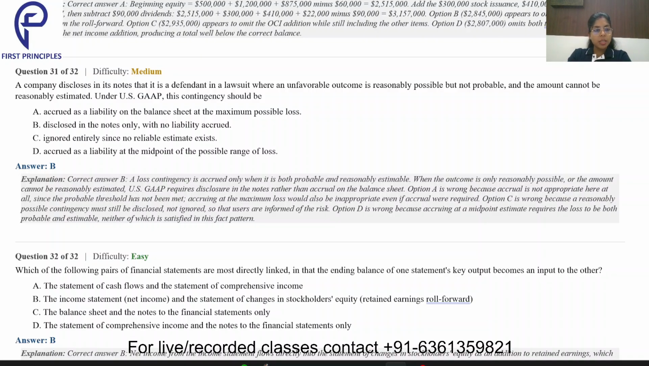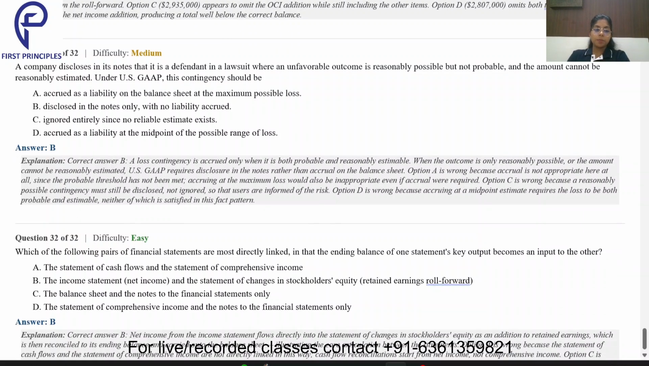So which option should be correct? Option A, accrued as a liability on the balance sheet at maximum possible loss. We don't know the amount, and it's also not probable, so we are not going to accrue it. Option B, disclosed in the notes only with no liability accrued. Yes, this is the correct answer. Option C, ignored entirely since no reliable estimate exists. No, we are not ignoring it completely; we are showing it in the notes to the financial statements. Option D, accrued as a liability at the midpoint of the possible range of loss. Is this how we should be disclosing it? No, we should not be accruing it like that. So again, only option B is the correct answer. That is the correct treatment.